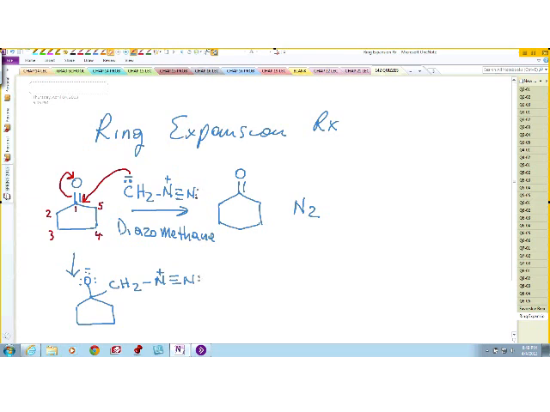Okay, so we get that intermediate. So what happened after that? Keeping in mind that this is where we want to go. Let me label the number of the carbons. This is 1, 2, 3, 4, and 5. So what happens?